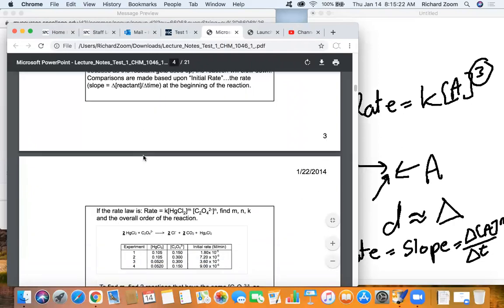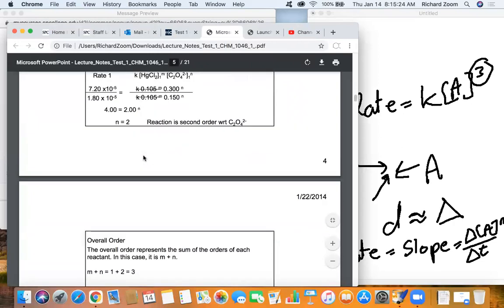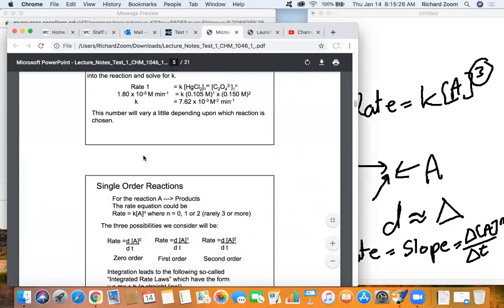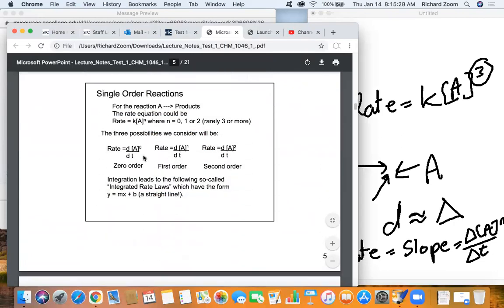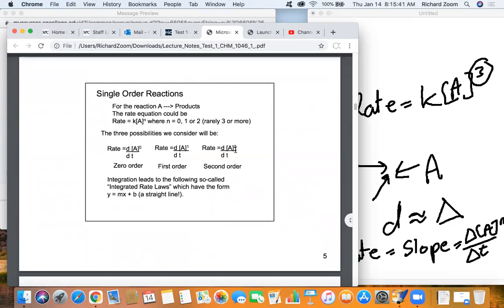So we're really just extending that, but we're now using derivative notation or differentials here in order to express that. So zero order would be A to the 0, first order would be A to the 1, and second order would be A to the 2. Don't get too concerned with the math here. Just realize there is a link between the rate and the equations that graph that I was showing you earlier.